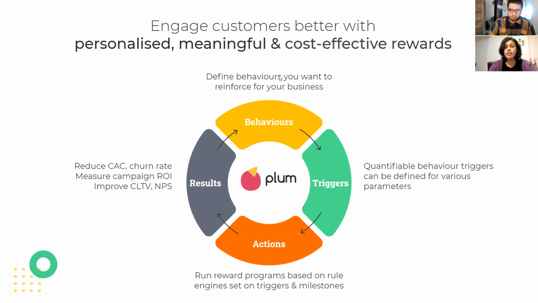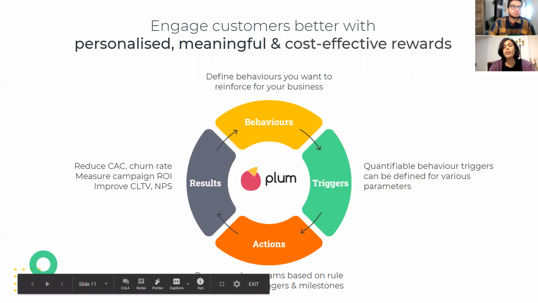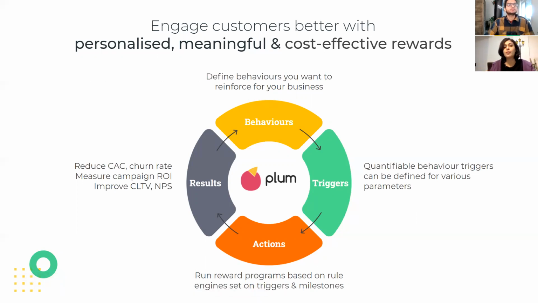What a trigger is essentially is quantifying those behaviors for defined parameters. For example, you say, okay, if my customer has provided one review on so and so website, I'm going to trigger this reward or this action. So this action is basically defining or automating a reward based on a rule engine set on certain triggers and milestones. Now, the milestone could be that your customer has purchased this plan, or conducted a free trial, or booked a demo for so and so product on so and so date.